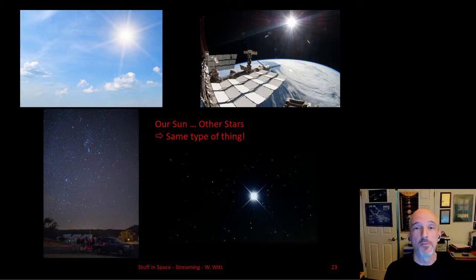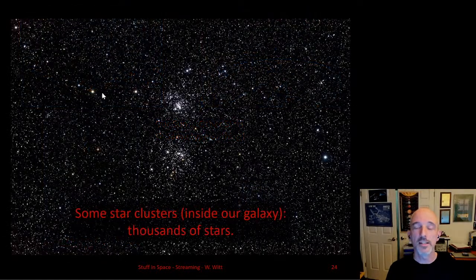This is actually not something that we've understood throughout history, right? This is a relatively recent revelation from about 100, 200 years ago. So, understanding that our sun and other stars are the same type of thing is not something we've known for all that long. Okay, and then here is a collection of stars that we call star clusters.